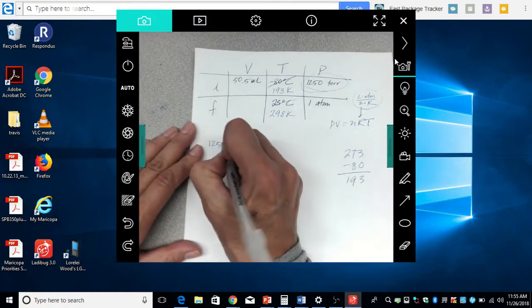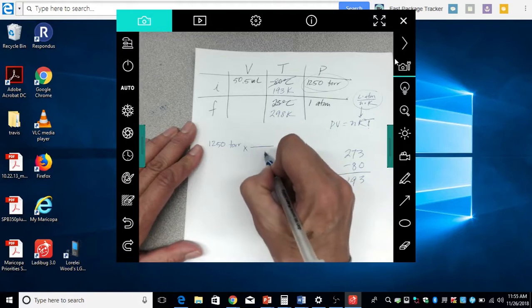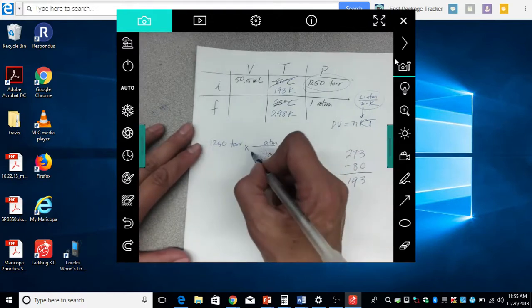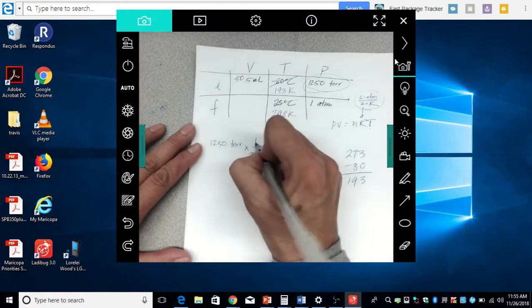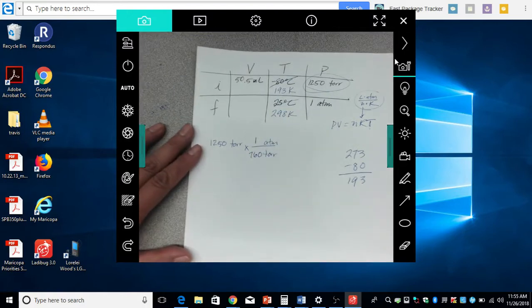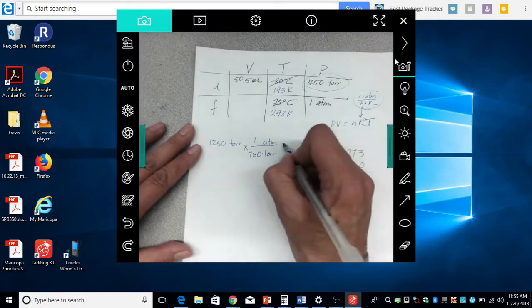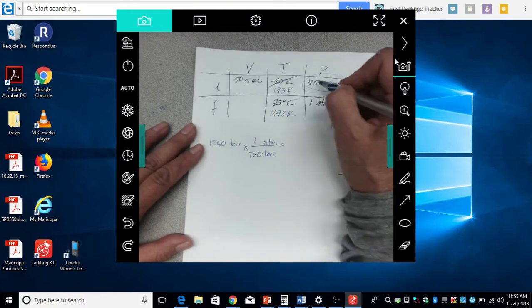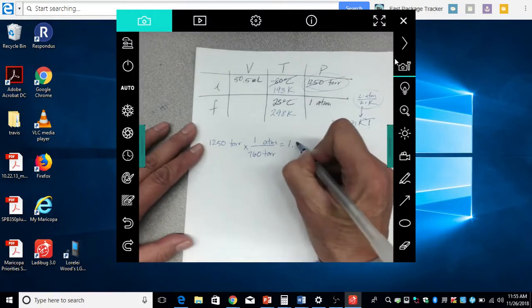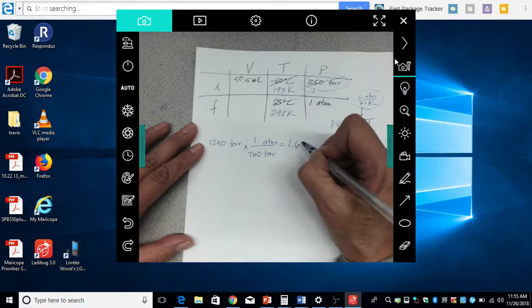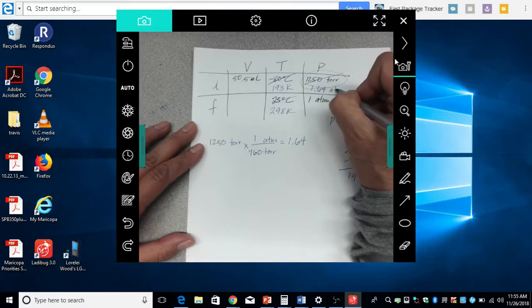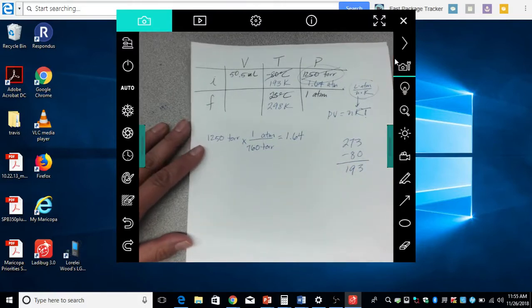So 1250 torrs, and I want to go from torrs to ATMs. And what's the numerical value that gets me from torrs to ATMs there? Torr, I think, is 760 to 1 ATM. I gave that to you the first day of the gases. I think that's the conversion factor. So somebody with a calculator, what's 1250 divided by 760? What number do we get? 1.6? We'll just put 1.64. So 1.64 ATMs.